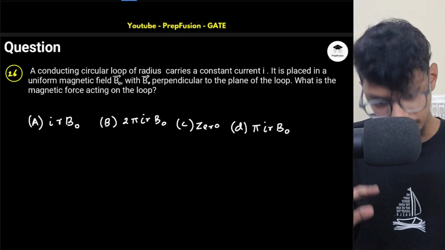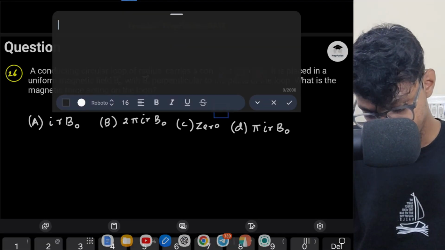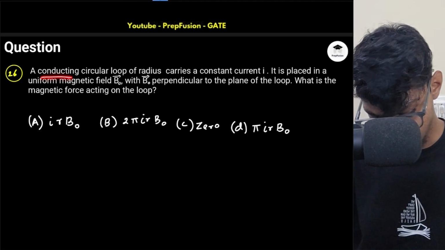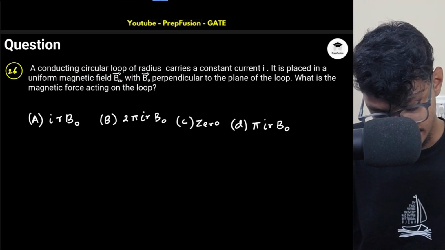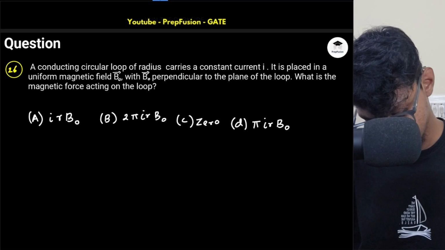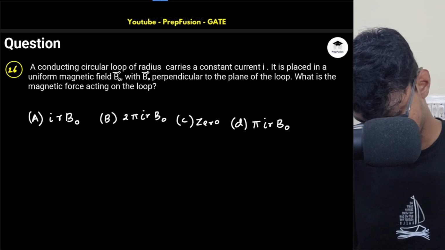So there is another question, so let's try to solve this question. We have a circular loop of radius r carrying a constant current. This should be r actually.